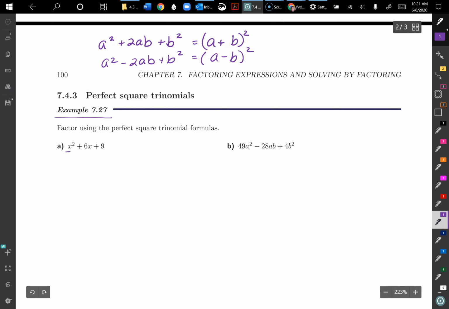So what we want to notice, how you can pick up on this, is that you have 2 squares on the end, an x squared and a 9, right? So I have perfect squares and I have a middle term. So let's check to see, is the square root of the first, which is x, times the square root of the second, which is 3.